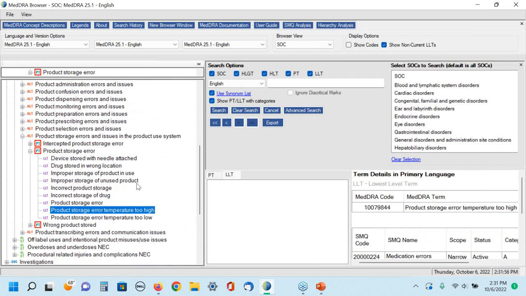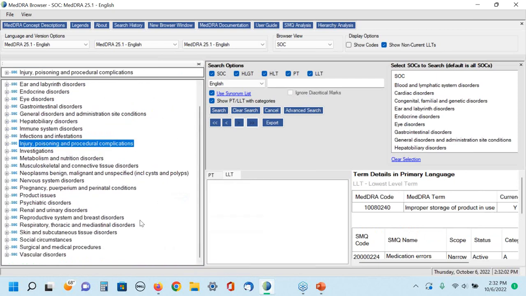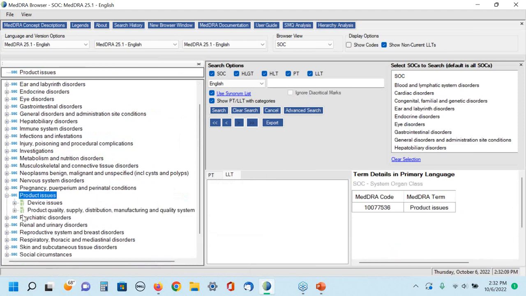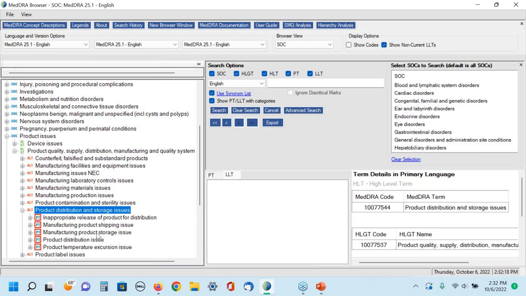Now, this is within the product use system. For those of you who are saying, well, where would I find terms when it has something to do with the wholesaler or the distributor or the manufacturer? You go into product use issues. And that's where you see a series of terms related to product distribution and storage issues that you would use as appropriate. So even if the distributor drops the box of medication on the pharmacy steps when the pharmacy is closed, the pharmacy has not taken possession and had the ability to properly store that product. And so still, it is not a medication error by this cutoff that we use.